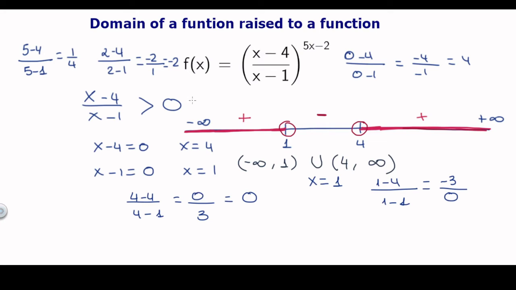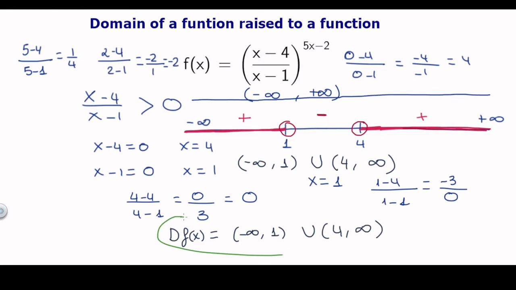Now we have to deal with the exponent. It's a polynomial function, so the domain is all real numbers, from negative infinity to positive infinity. The intersection of the domains will give us the domain of f of x. We've got it. Next example.